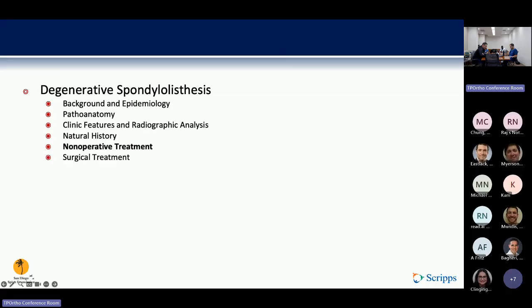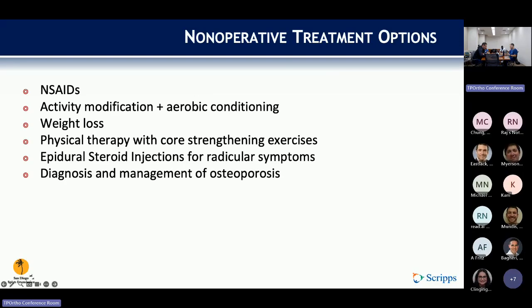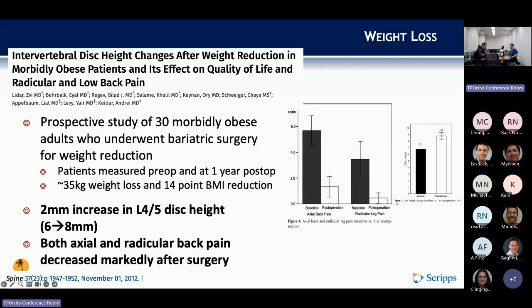So briefly, we're going to touch on some non-operative measures. These are not specific to degenerative spondylolisthesis in themselves, but something to have in our back pocket. And those are anti-inflammatory medications, activity modification and conditioning, weight loss, PT, steroid injections, and concomitant diagnosis of osteoporosis and management if indicated. This was a study, again not specific to degenerative spondylolisthesis, but looking at patients that had axial low back pain and radicular pain, and the efficacy of weight loss. It was a prospective study, which I thought was interesting that they were able to do this.